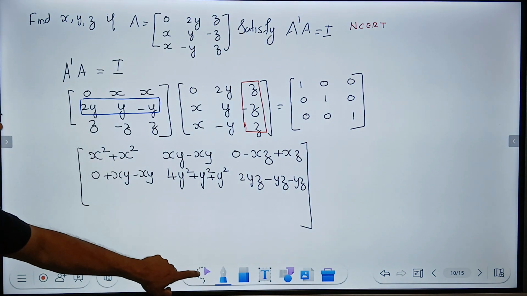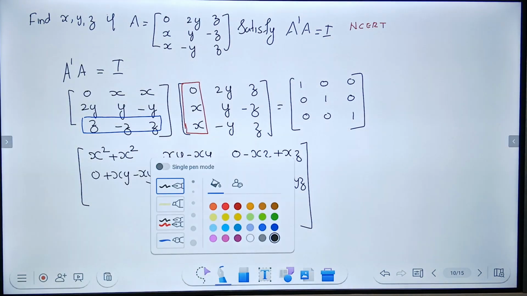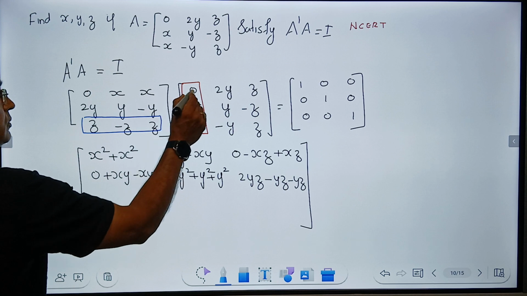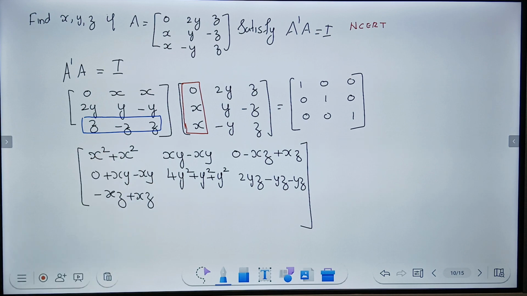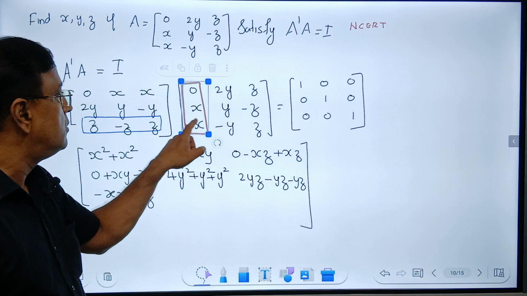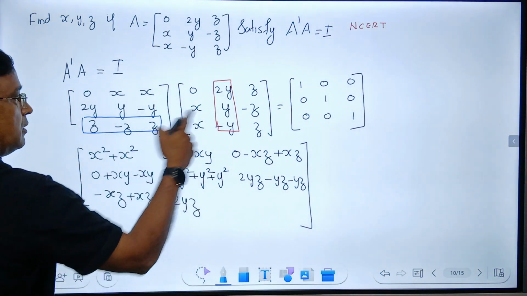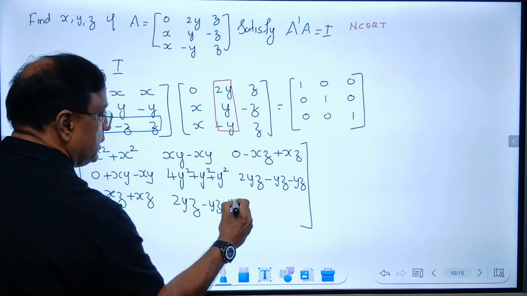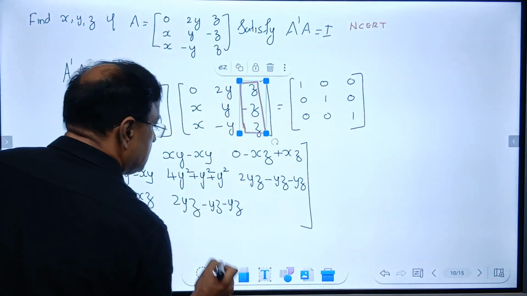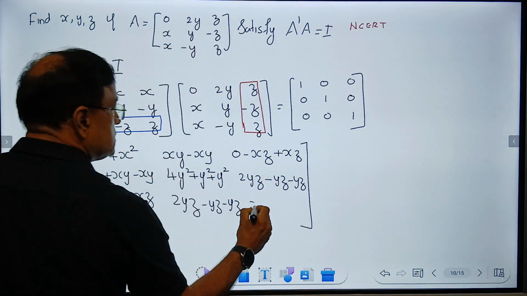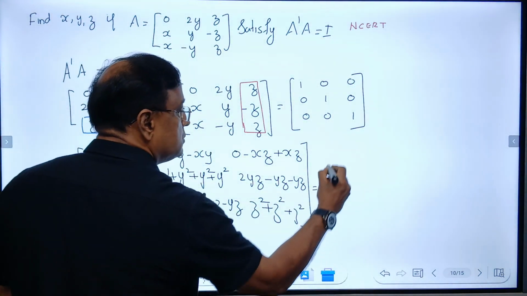Now bring this to the third row and the first column. So what is third row, first column? 0 into z is 0, minus xz plus xz, which is 0. Now go to the next element. What happens to this? 2yz minus yz minus yz, which is 0. Now finally we have reached the end of this multiplication. This is z square plus z square plus z square, equal to 1 0 0, 0 1 0, 0 0 1.